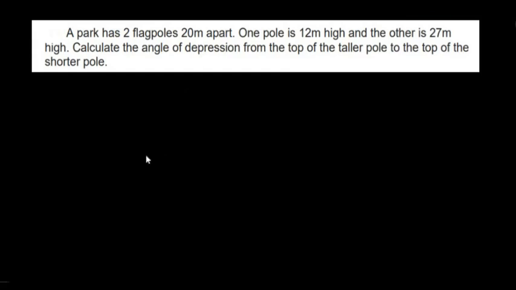Now the next question is related to angle of depression. Let us see what it is asking us to do. A park has two flagpoles 20 meters apart. One flagpole is 12 meters high and the other is 27 meters high. Calculate the angle of depression from the top of the taller pole to the top of the shorter pole.